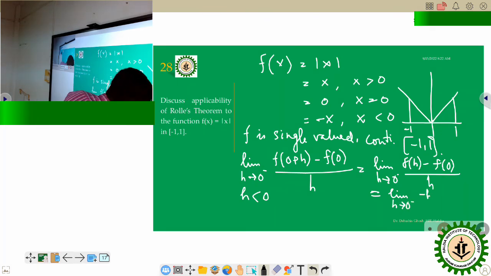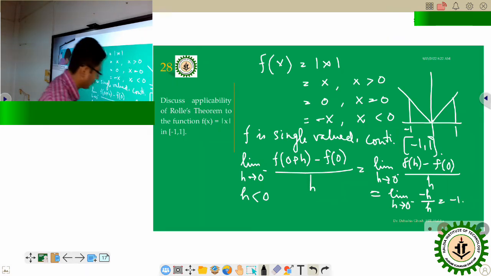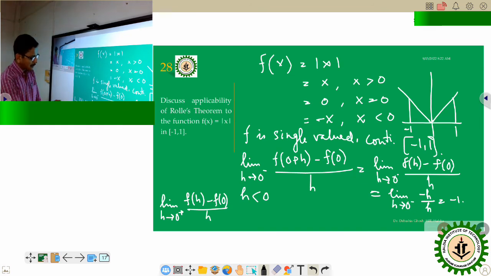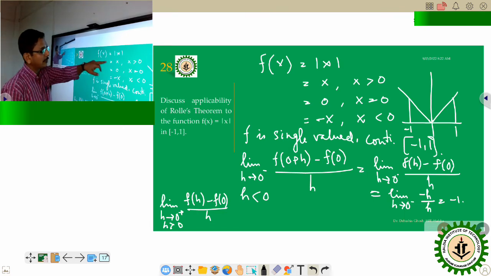Whereas if you compute the limit as h tends to 0 plus, f of h minus f of 0 divided by h, for that h tends to 0 plus, h is greater than 0, and because h is greater than 0, f of x gives you the value x, so that is h by h, which is equal to 1.